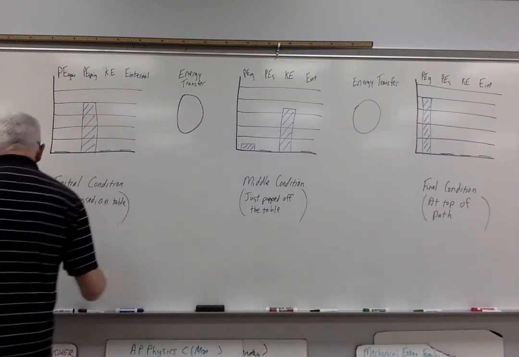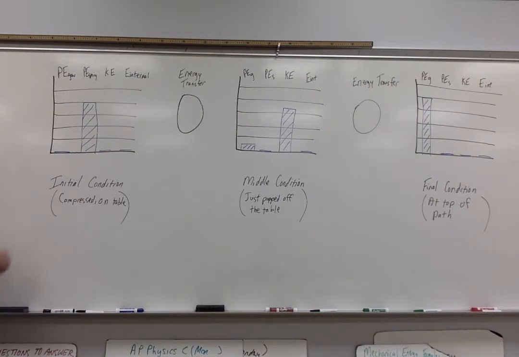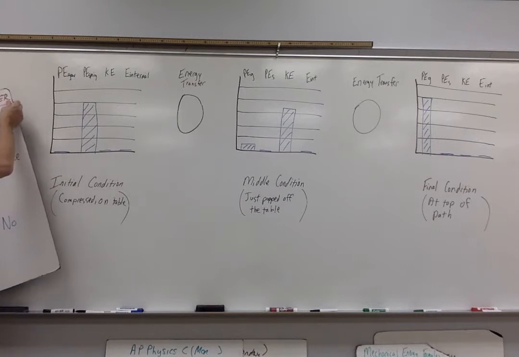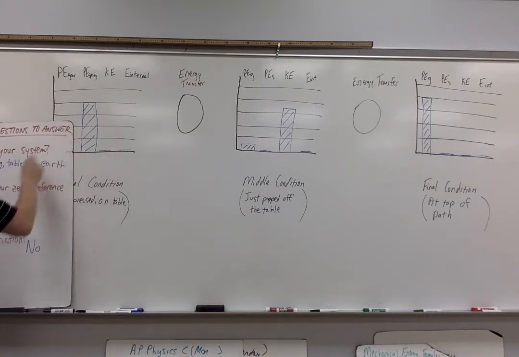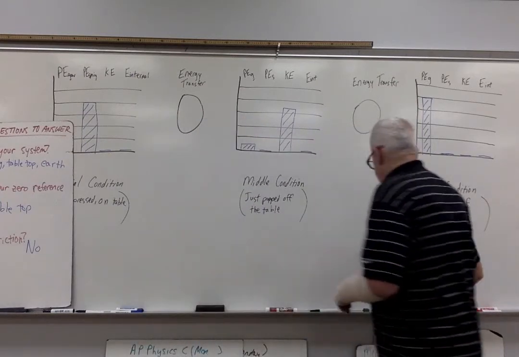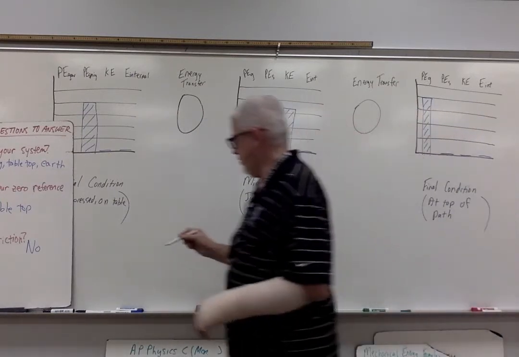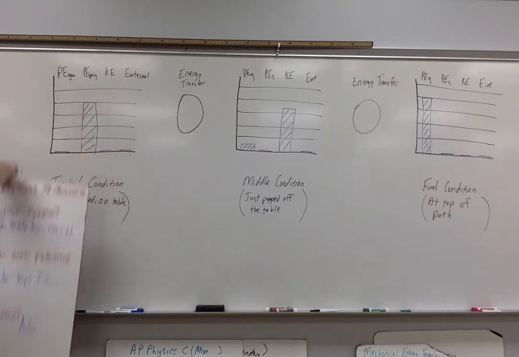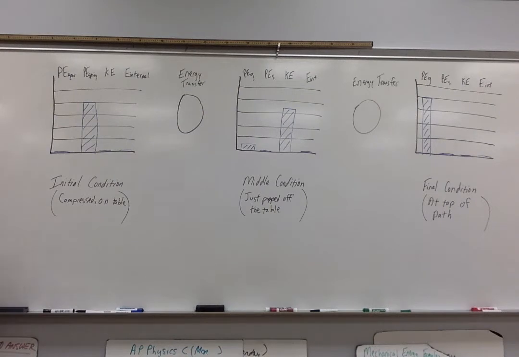Okay. Well, now, let's think about something a little bit different. Let's think about the same scenario, except now, let's have the zero reference height not be the tabletop. Let's have it be the floor. So I'm going to scratch that out and put floor in green. So the floor is below the tabletop.